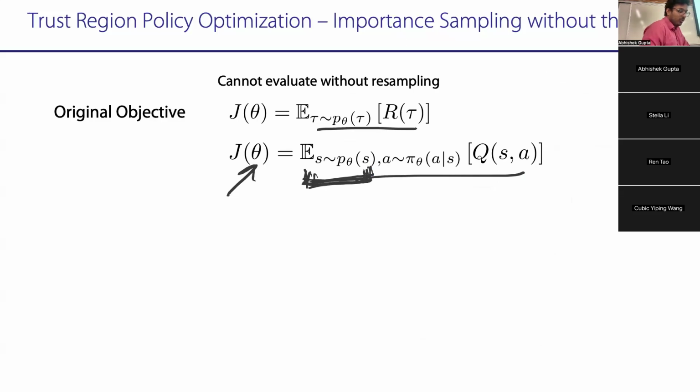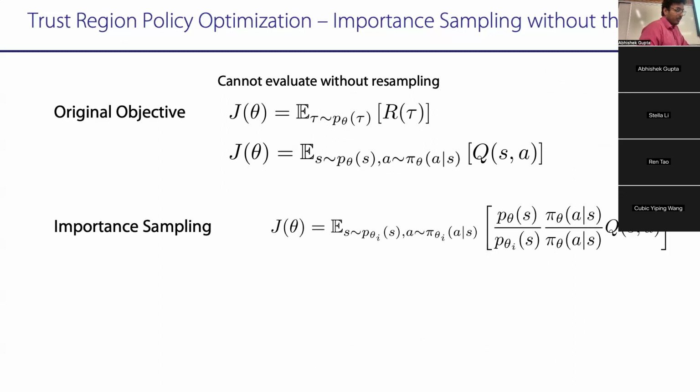And so what we want to do is sample from something else besides pi theta. So let's have a different distribution. Let's call it pi theta I, okay? And we're going to sample from pi theta I rather than from pi theta. So pi theta I is like a different policy. Our current policy is pi theta, and pi theta I is a different policy. And we'll instantiate it concretely.